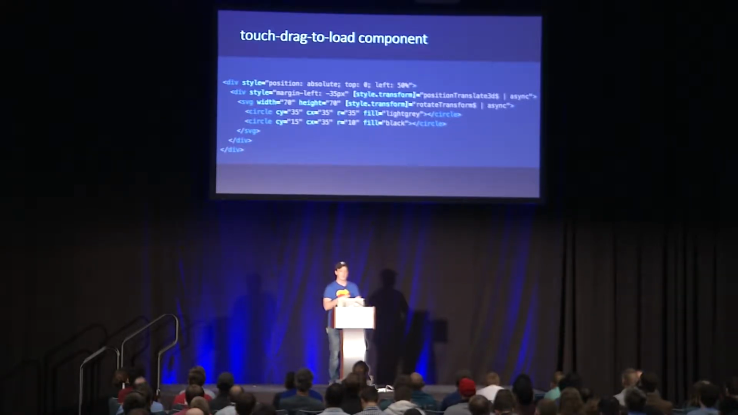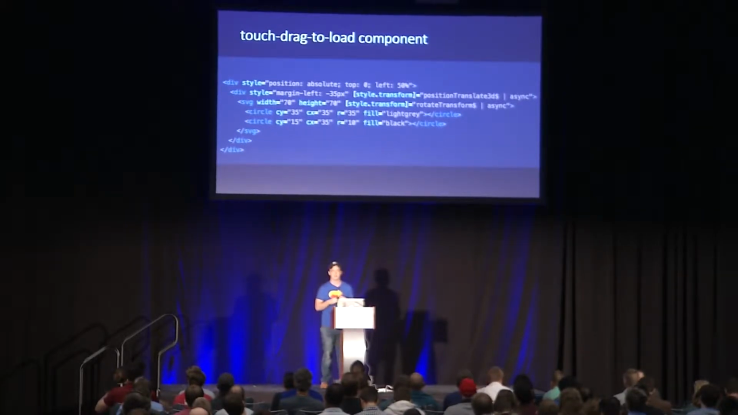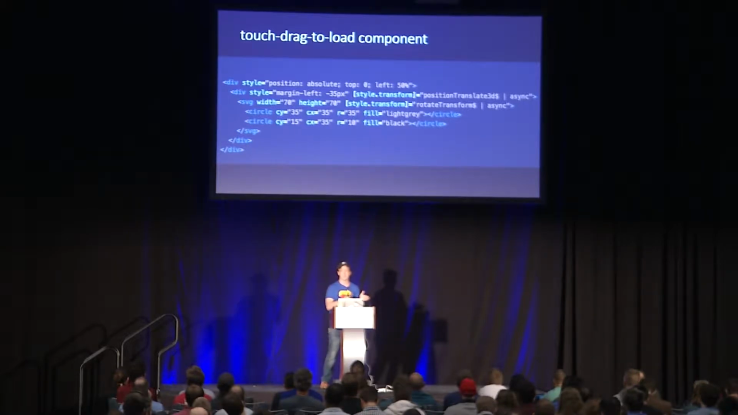I've got these bracket style transform. All this is doing is setting the transform on the style of this element every time an observable named position translate 3D $ emits a new value. It takes the value from that and sets it just like you'd set on the DOM element. If you had this div, you'd say div.style.transform equals some string.